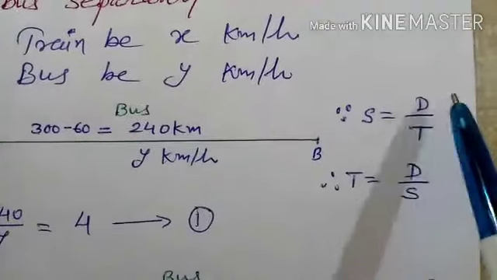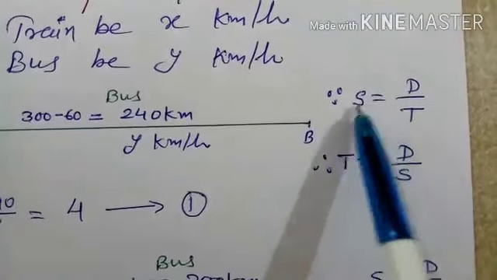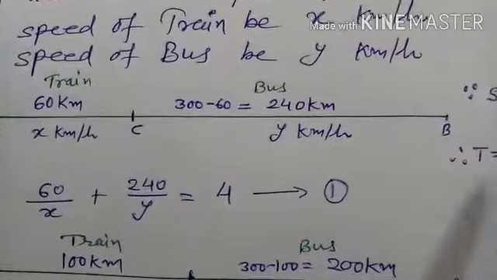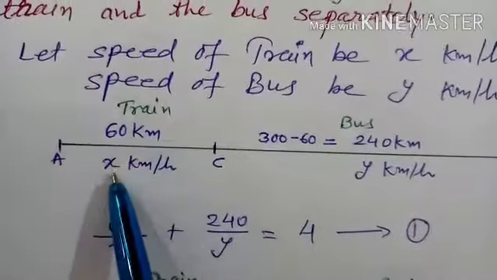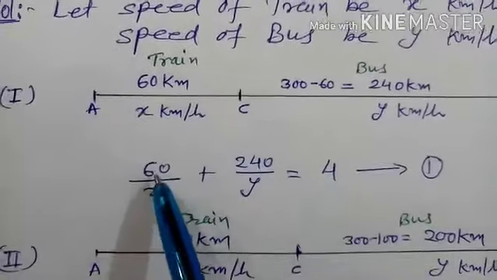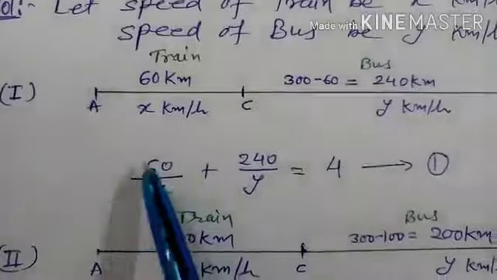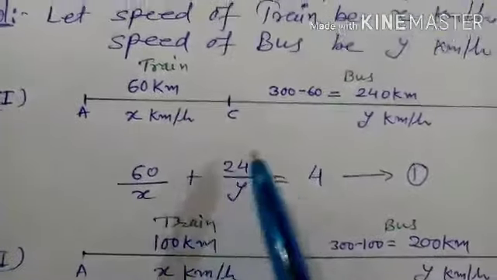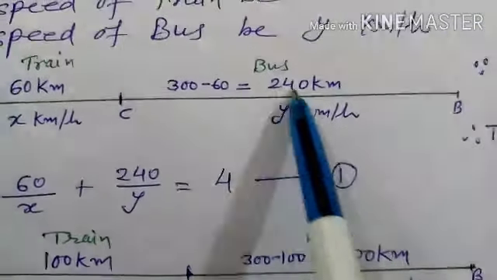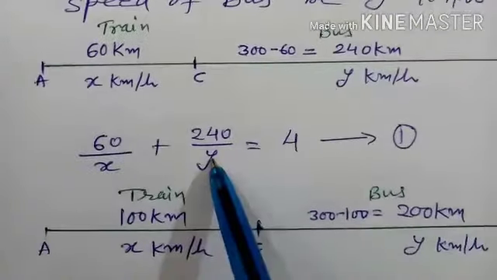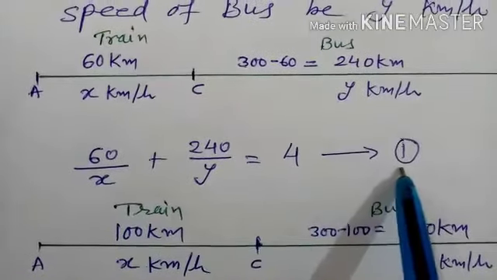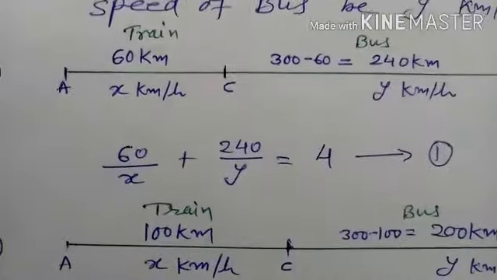Since we know that speed is equal to distance upon time, therefore time is equal to distance upon speed. Here the total time is 4 hours. The time taken by the train is 60 upon x, distance upon speed. Plus the time taken by the bus, which is distance 240 km upon speed y, so 240 upon y. So the total time is 4 hours. Give this equation number 1.